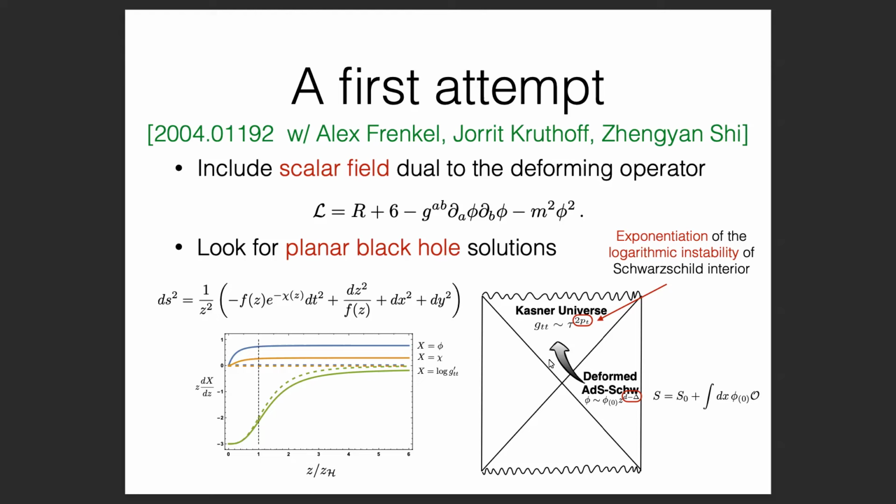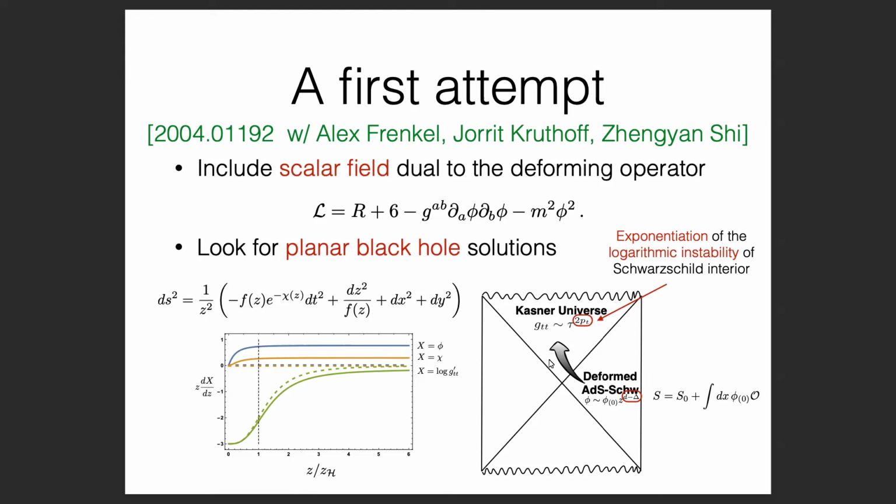The simplest thing you can do is take your bulk, which is Einstein gravity with a negative cosmological constant, and this scalar field, a free massive scalar field in the bulk, which describes the renormalization group flow of this dual operator. Every operator has a scalar field. So we do a very simple thing. You write down the equation of motion. It's just Einstein plus a scalar field. You make a simple ansatz.